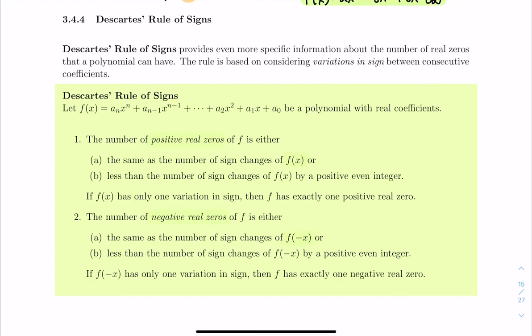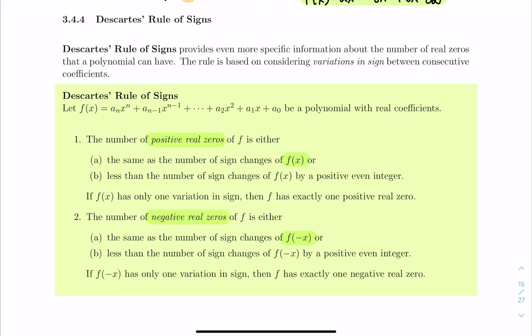So let f of x be a polynomial with real coefficients. The number of positive real zeros of f is either the same as the number of sign changes of f of x, or less than the number of sign changes by a positive even integer. The number of negative real zeros of f is either the same as the number of sign changes of f of negative x, or less than the number of sign changes of f of negative x by a positive even integer.